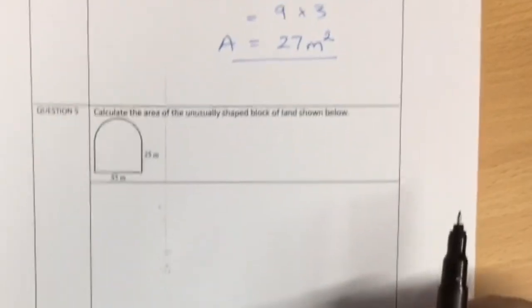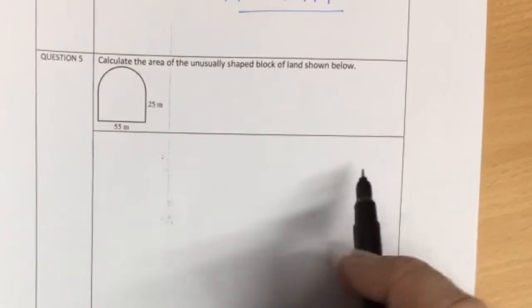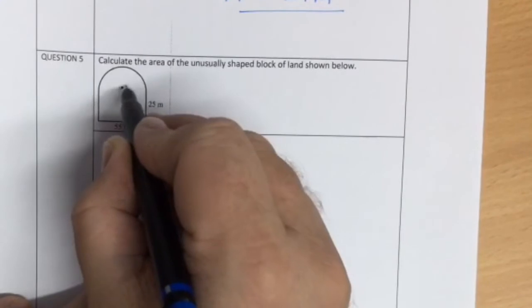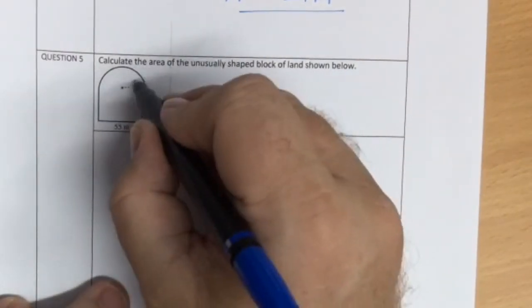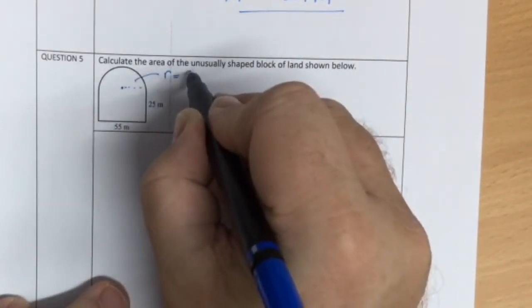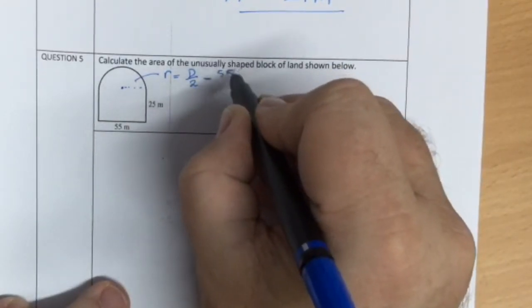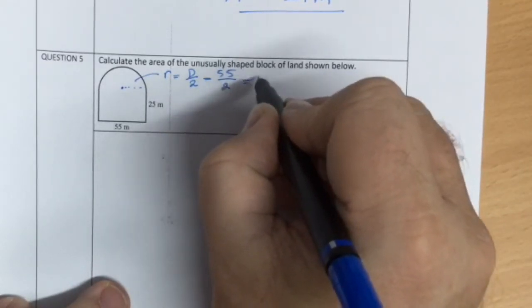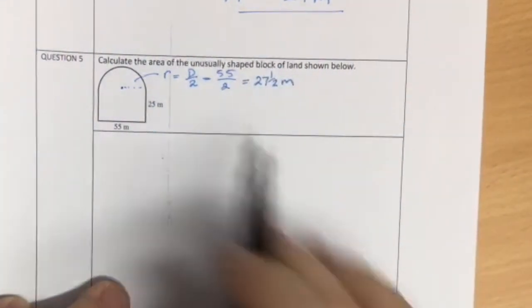For our final question on this sheet, what we're looking at is an interesting shape. It's actually combined of two parts. And although it doesn't quite say it, I'm pretty confident we can assume that this is exactly a semicircle. It's a semicircle with a diameter of 55 meters. So therefore that distance is going to be the radius. To find the radius, we get half of the diameter. To get that, we get 55 divided by 2, which ends up being 27.5 meters.